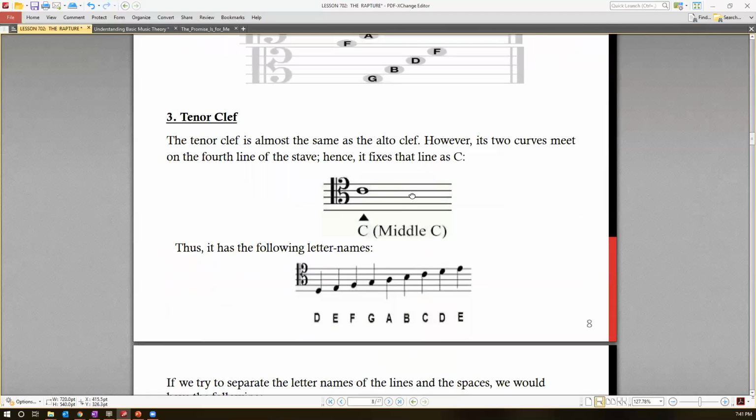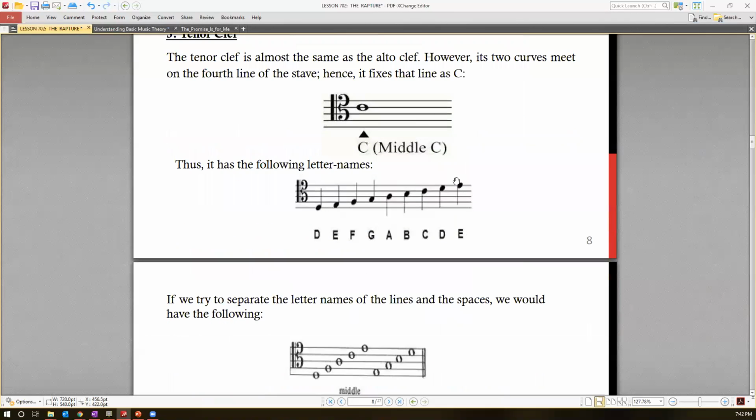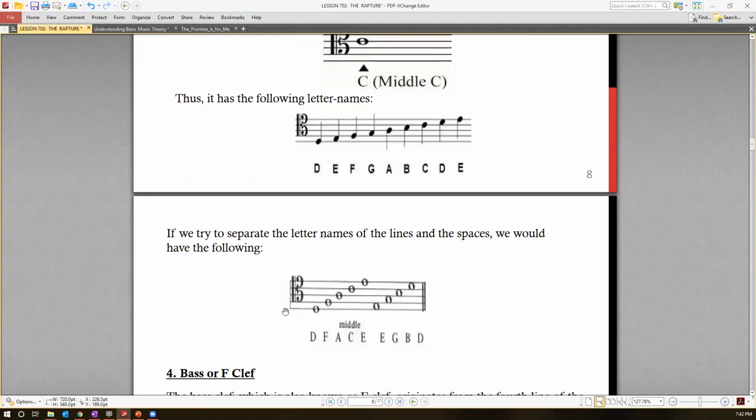We also have a tenor clef. The tenor clef is almost the same as the alto clef. However, its two curves meet on the fourth line of the staff. Hence, it fixes that line as C. So there we have it. The tenor clef just shifts a bit up to the next line, and it's also C. And then from there, we can easily identify the lines and spaces.